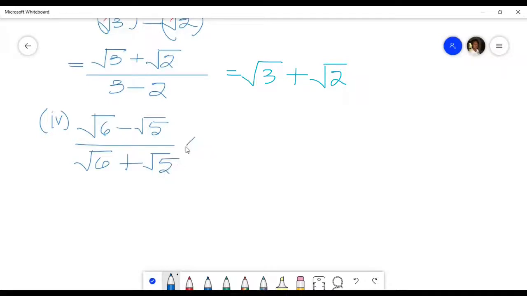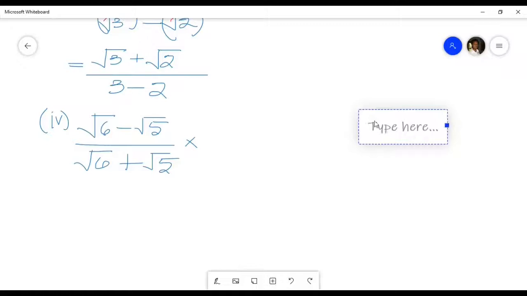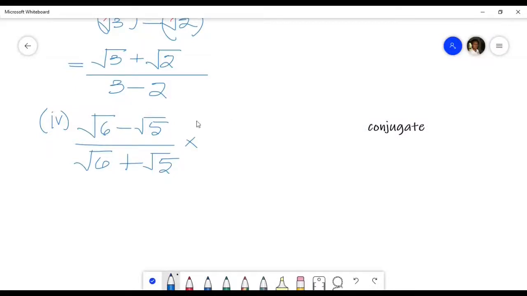What do we have to do? We have to multiply this fraction with the conjugate of the denominator. What will be the conjugate of root 6 plus root 5? The conjugate will be root 6 minus root 5. So we're multiplying this fraction with the conjugate of the denominator, root 6 minus root 5.